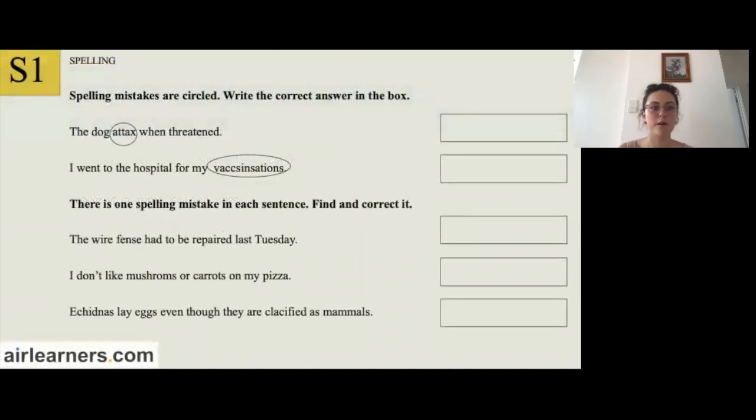So, section 1, spelling. In spelling, the questions are all relatively similar and well laid out, so we'll only do a couple of these questions and move on. Nearly all spelling questions in NAPLAN are likely to be structured in this way. So, the first question, dog attacks when threatened. Spelling mistakes are circled, write the correct answer in the box. So you know that the incorrectly spelt word is attacks. You can sound that out and give it a go, write it in the box.